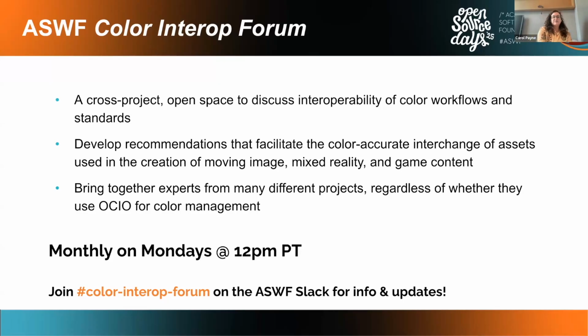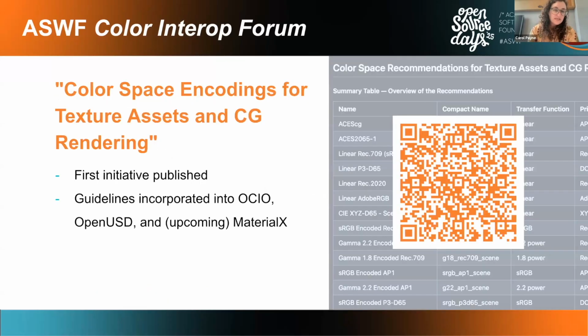And one of the first things we did, on the next slide, the first initiative, was publish a document called Color Space Encodings for Texture Assets and CG Rendering. It is published on the Color Interop Forum's GitHub. You can access it by this QR code here. And it's guidelines for, as the very long name implies, standards and definitions for common color spaces, scene referred color spaces used in assets and CG rendering.